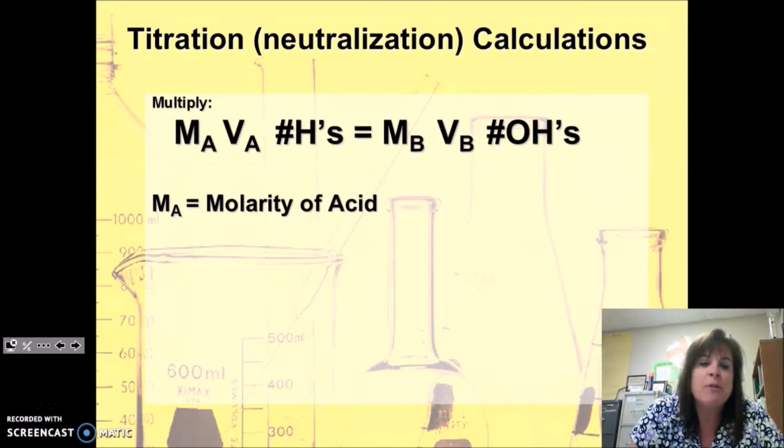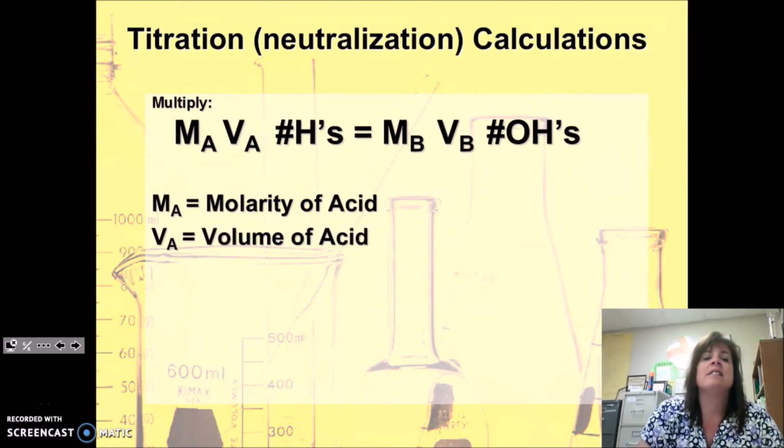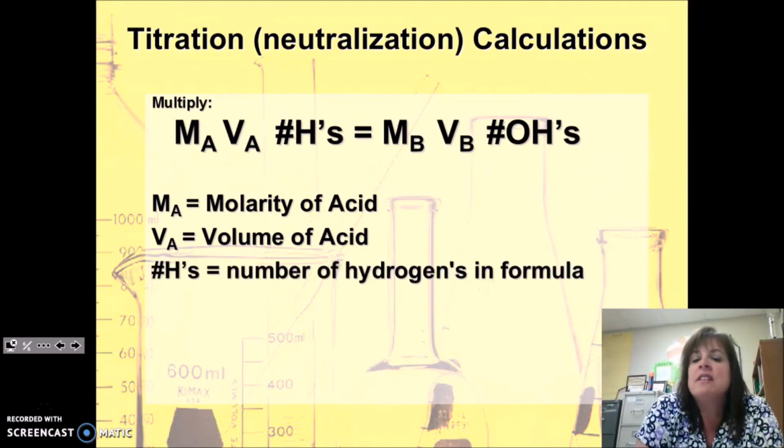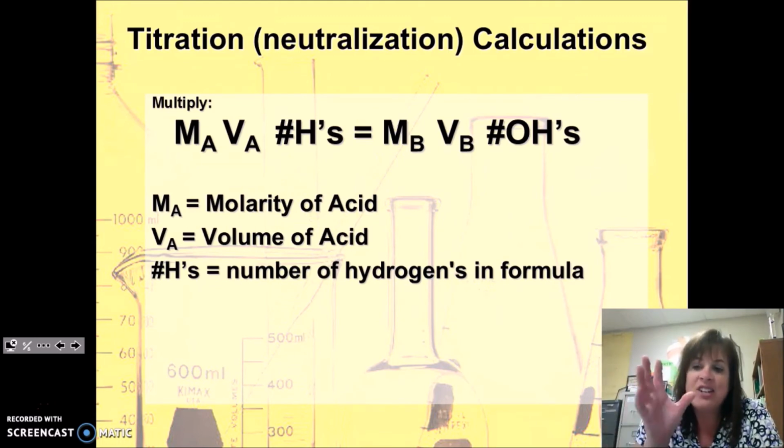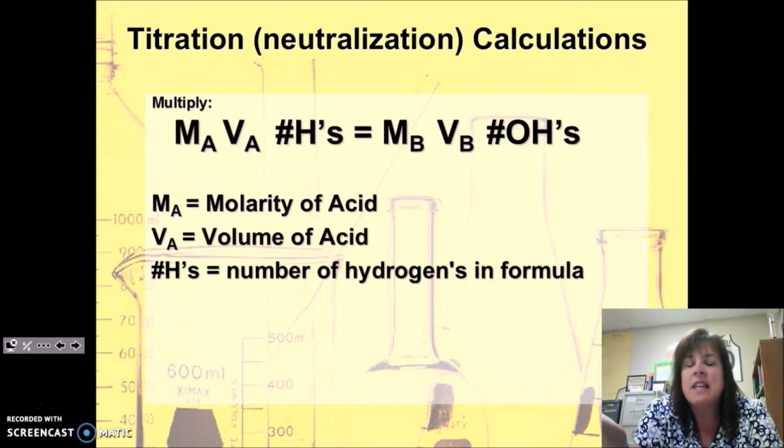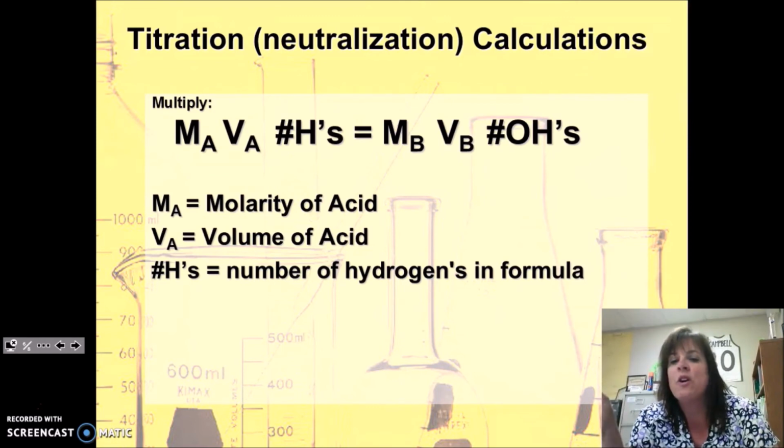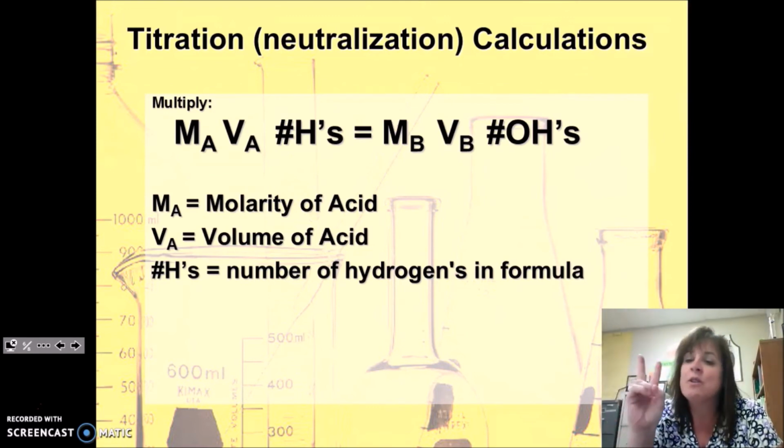Remember molarity from chapter 14? That's moles per liter. Well, that's how strong our acid is. VA is the volume of acid, how much we used in our titration, or how much we put in the flask. The number of H's is the number of hydrogens in the formula. So if we're using hydrochloric acid, that's HCl, so it's 1. But if we're using a diprotic acid like sulfuric acid, that's H2SO4, so then we would put in a 2 because there are 2 H's.